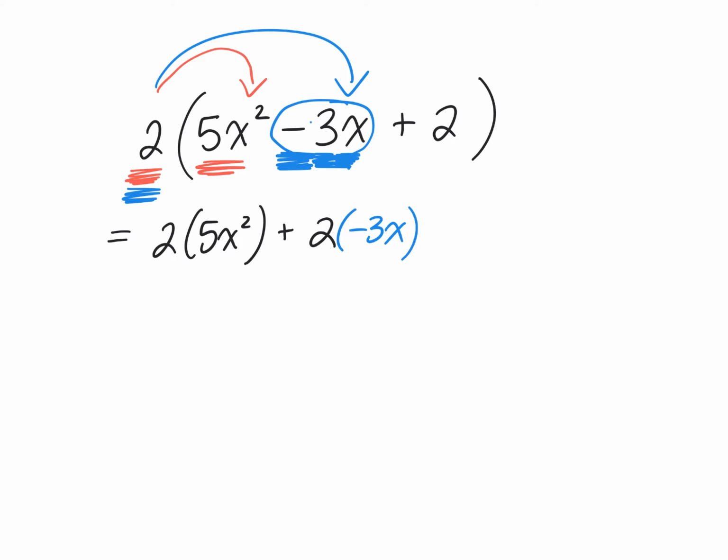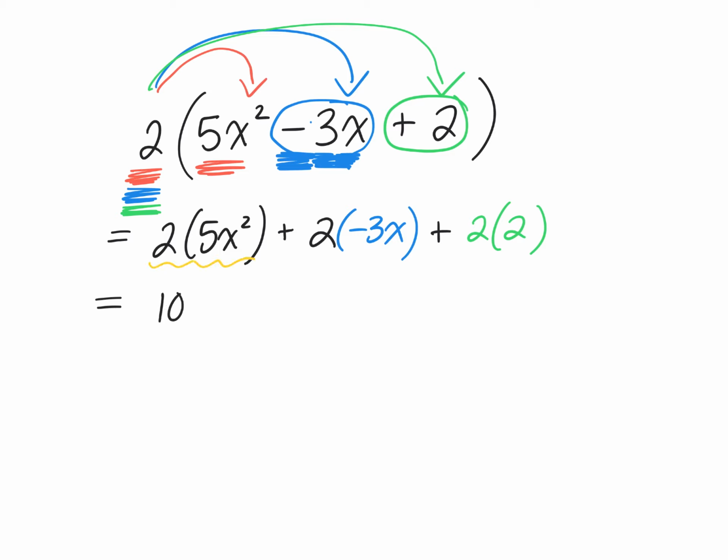Yes, you must put that on your calculator. Then, what's the last step? You're taking the 2, and then what are you doing with it? And you're multiplying it by the last term. So I'm taking the 2 and multiplying it by the positive 2. So if we simplify this, what's 2 times 5x squared? 10x squared.